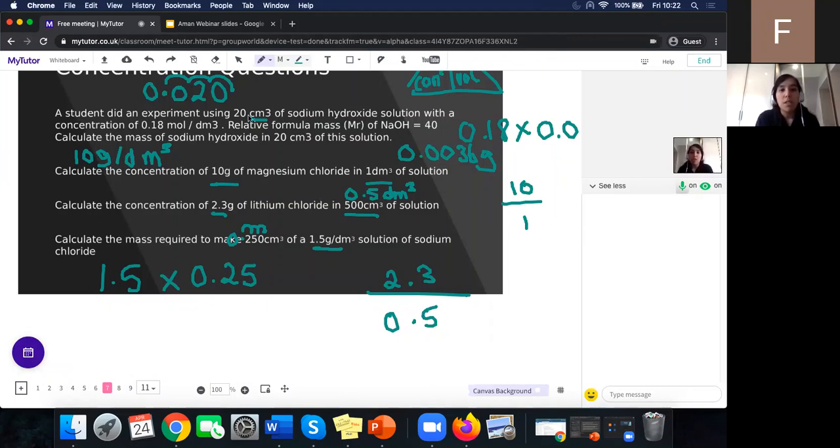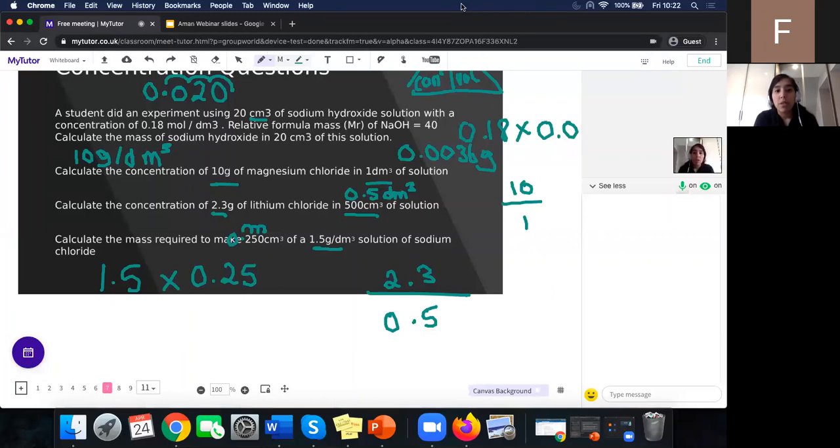Before we move on to the second concentration equation that we need to know, does anyone have any questions about concentration or this equation or any of those questions that we've just answered? Again, well done to everyone that's been giving me answers. Someone gave me an answer of 0.375. It's not 0.375, it is 3.75. And that's because, remember, we convert the 250 centimeters cubed to decimeters cubed. The concentration is 1.5, so it's 1.5 times 0.25, which gives you an answer of 3.75.